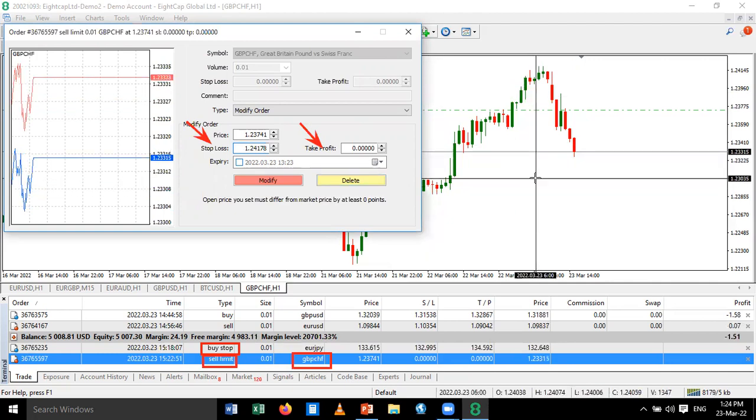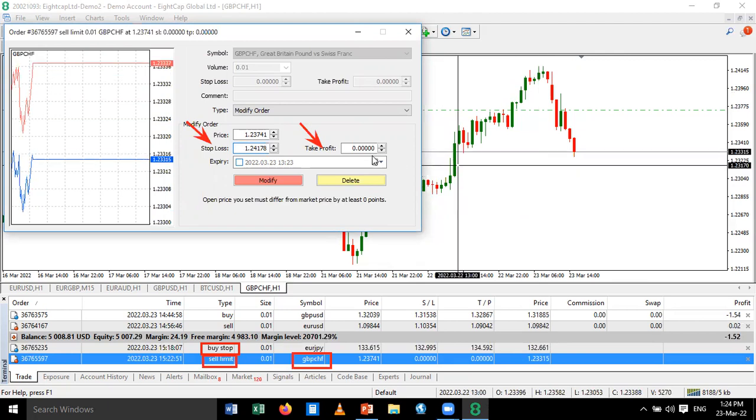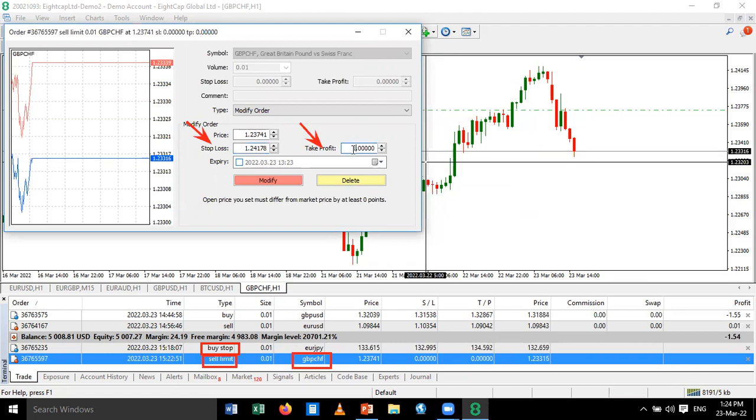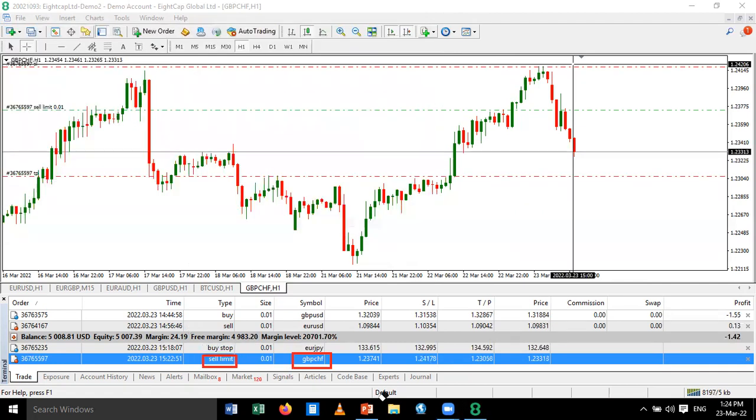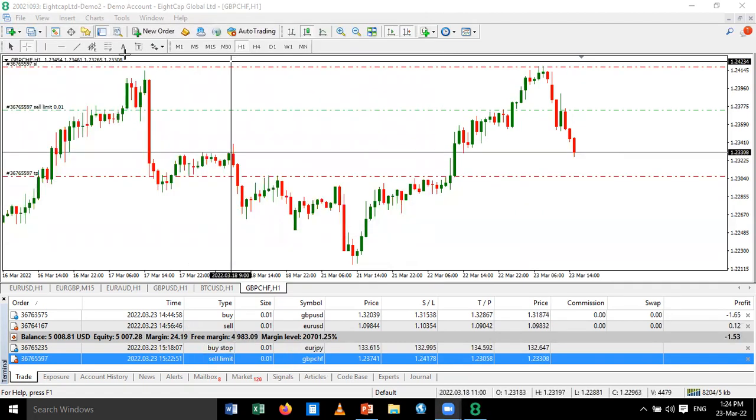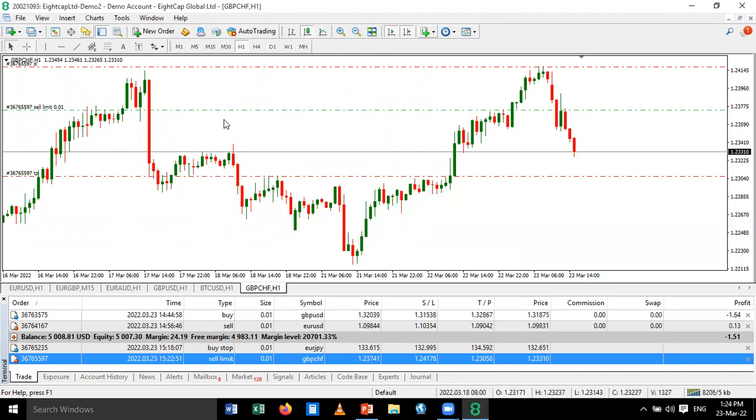Take profit. I come to a price below. I might say somewhere around here. This is a 1.23058. Come here and put in 1.23058 and I click on modify. Having clicked on modify, I have simply placed a pending order for sell limit. Now I can adjust my stop loss and take profit like I've been doing before.